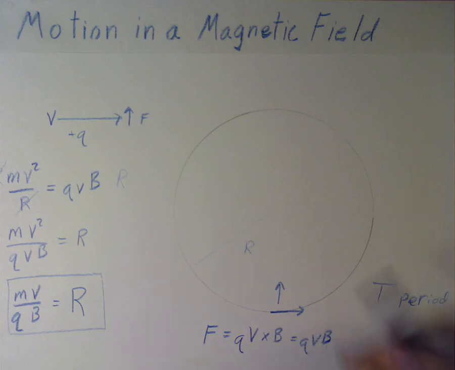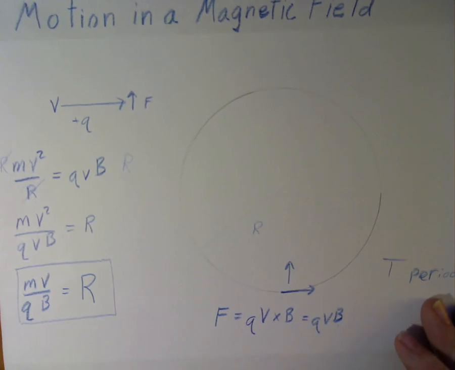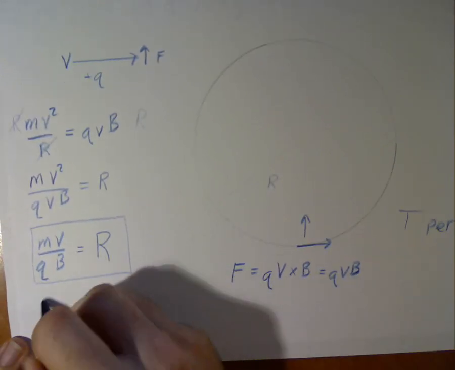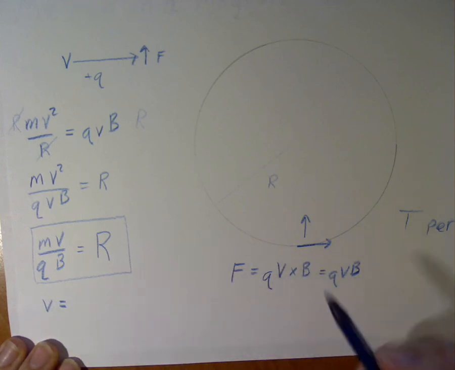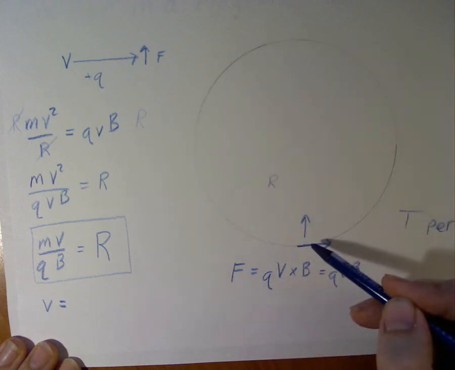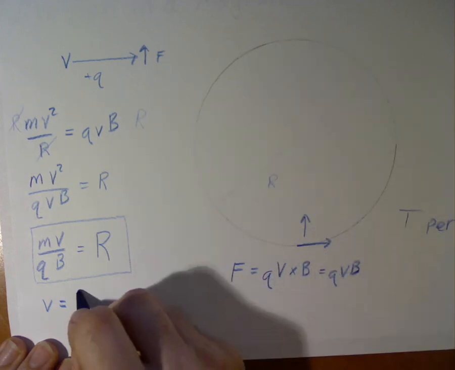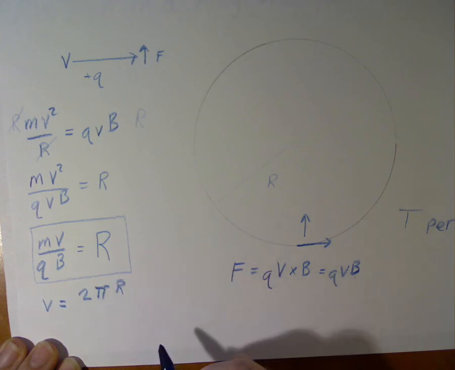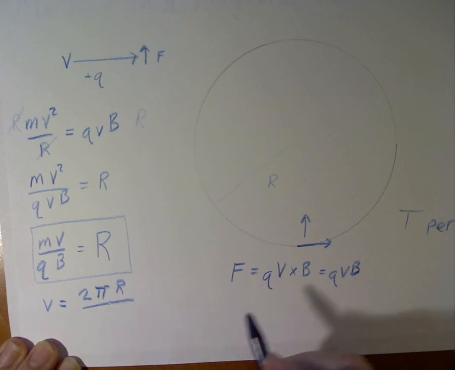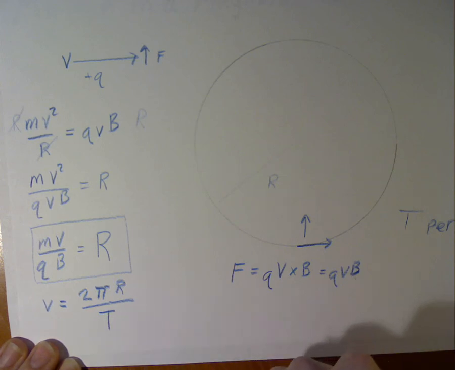Now, in order to find out the period, or how long it takes for a charged particle to go around this circle, we will state that the velocity, of course, is distance divided by time. The distance around the circle is called the perimeter, or the circumference, in the case of a circle. The circumference of a circle is 2 pi r. Now, the time it takes to go around the circle is known as the period, which we denote by the letter T.